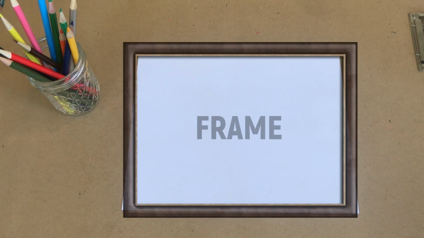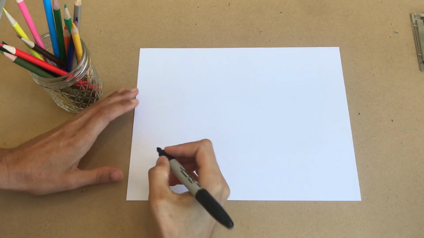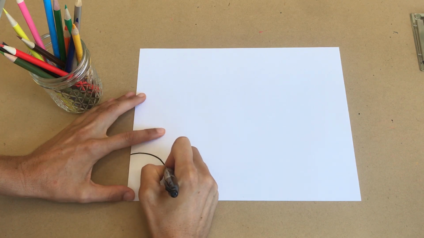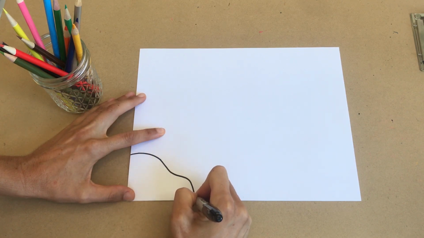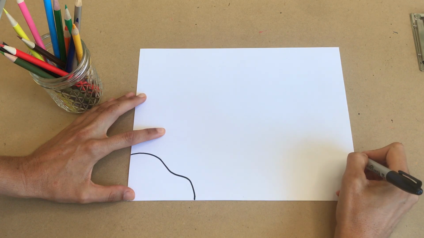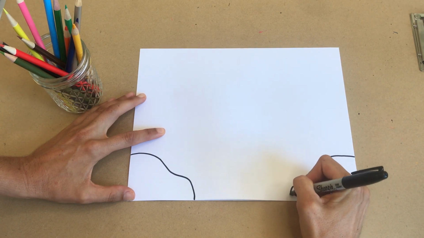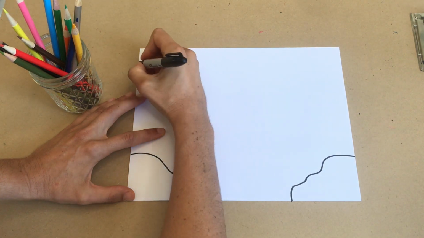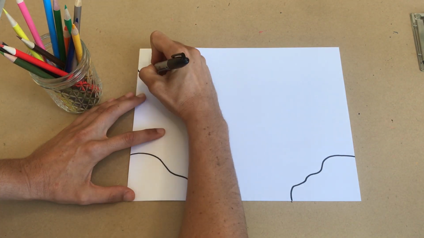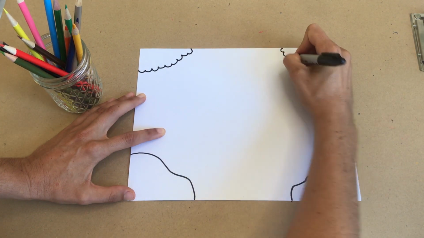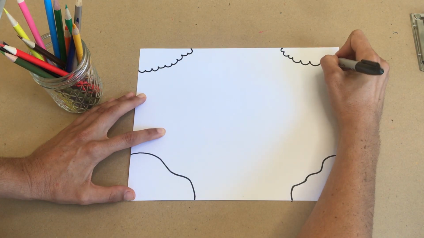Let's start by making a frame for our scene. I'm going to incorporate some non-living elements of this wetland ecosystem as part of my frame. So, I'm going to draw some land in the bottom 2 corners. I'll make some squiggly lines for the land, and I'll make some puffy clouds in the top 2 corners. I'll draw some curved lines for the clouds.